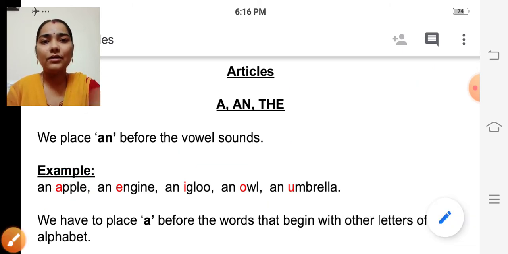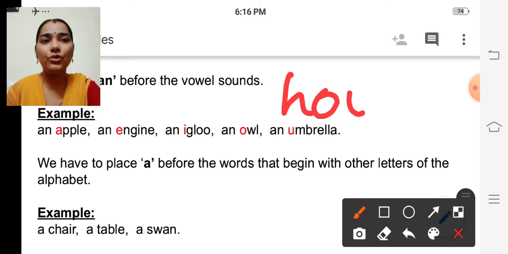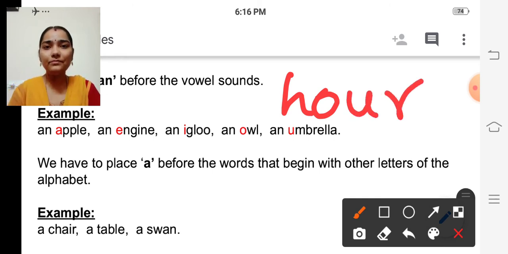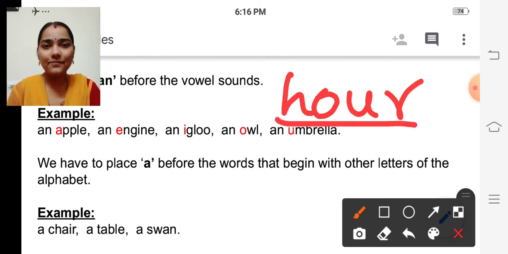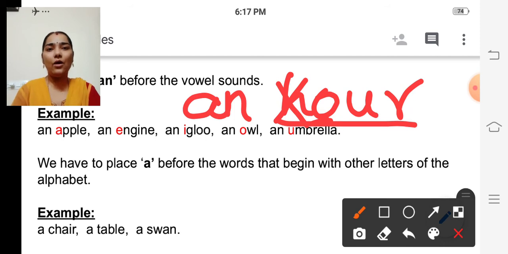See the word hour, H-O-U-R. How do we pronounce this word? It is not "hour" with an H sound. It is "our", where H is silent. So it starts with the vowel sound ow. Here we have to place an before the word hour.